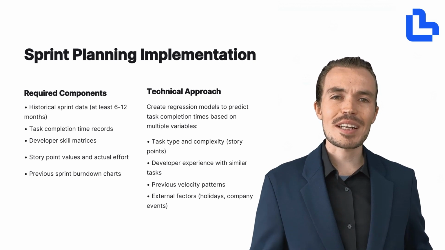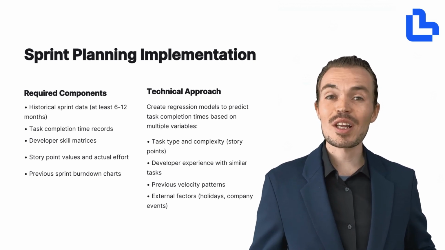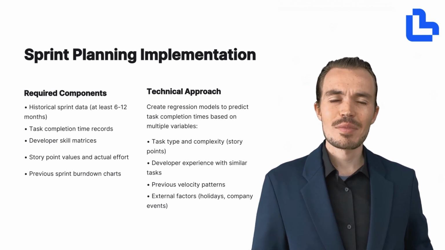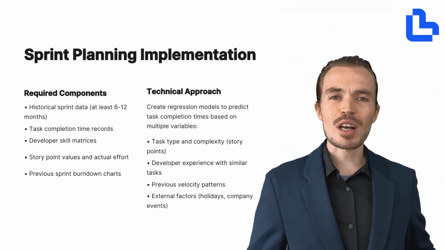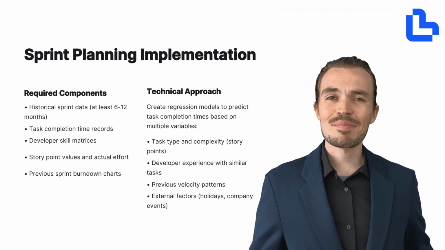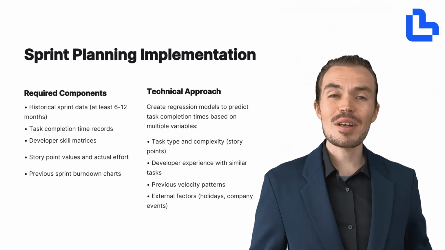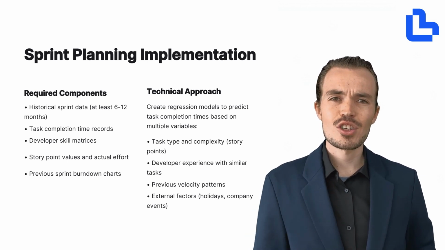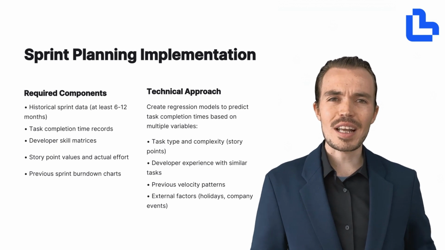By combining these inputs, your AI system can generate realistic estimates and help teams plan sprints with greater confidence. The result is a more predictable, data-informed planning process that reduces surprises and improves delivery outcomes. This is where Agile meets analytics and where your team begins to shift from reactive to proactive planning.